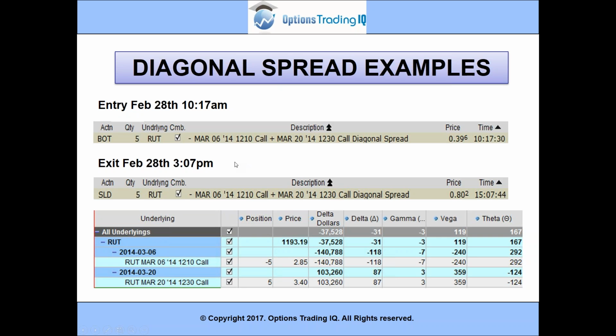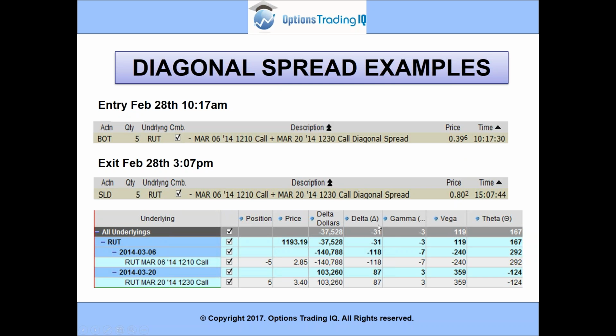Russell sold off later that day, and I was able to exit just before the close for 80 cents. Okay, so I've made a really quick profit of about $200. So it's gone up 40 cents. We've got 5 contracts, 200 bucks. Okay, because we've got that negative delta, as the market's gone down, we've benefited from that. We're also long Vega, so we've benefited from that.